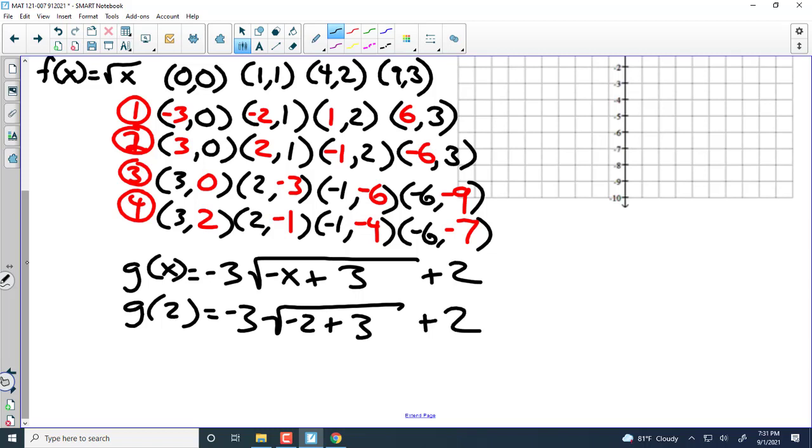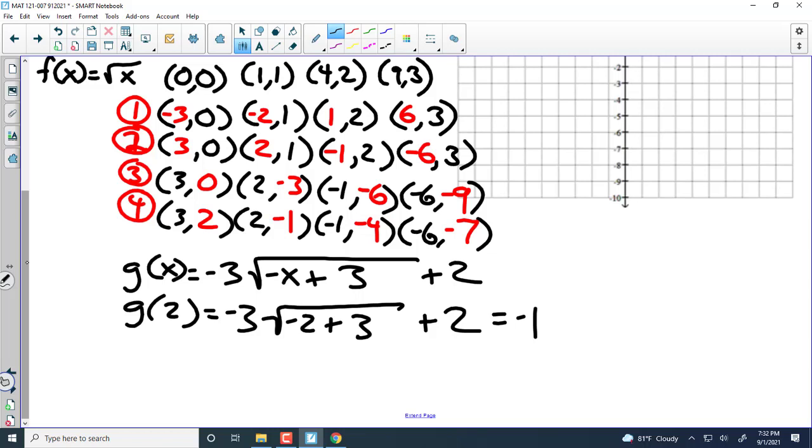Let's see here. -2 plus 3 is 1. The square root of 1, everyone, is 1. -3 times 1 is -3. -3 plus 2 is -1. It does work.